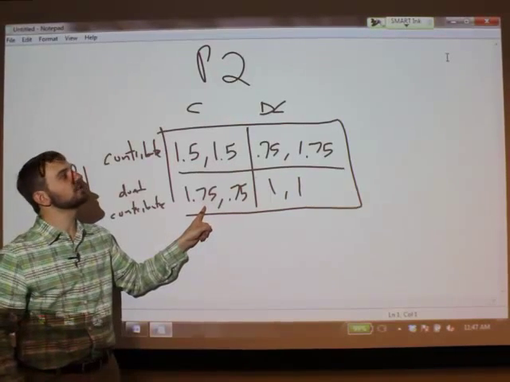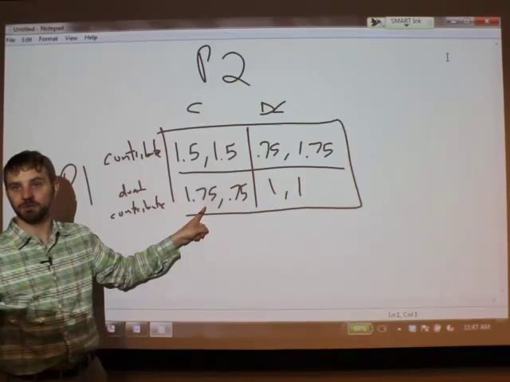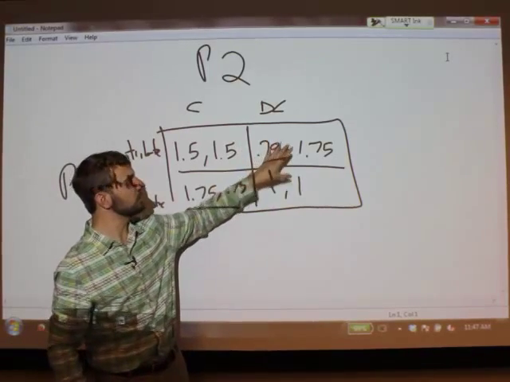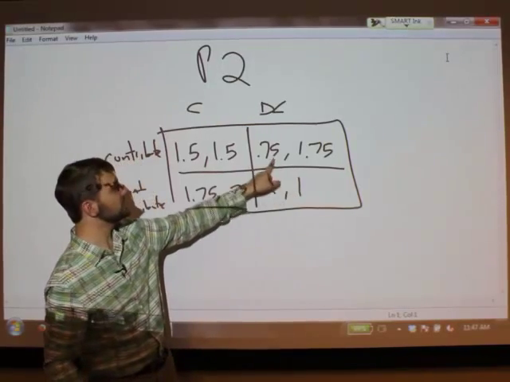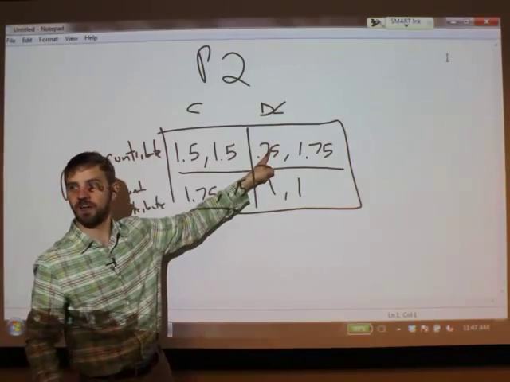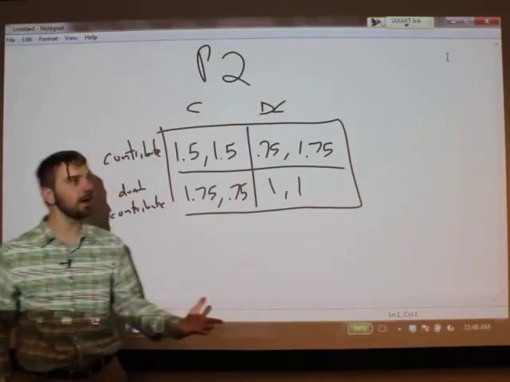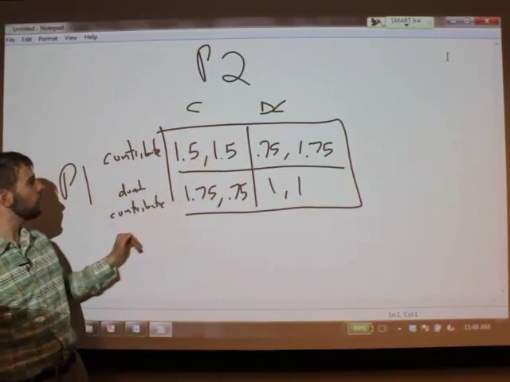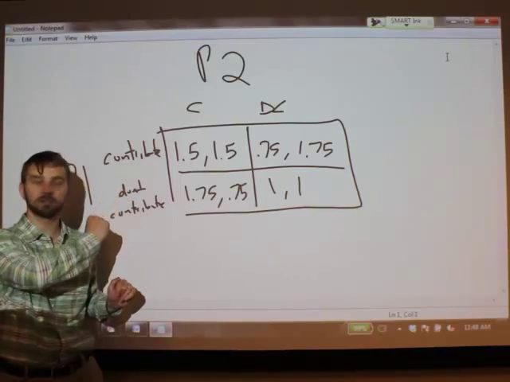What if instead player 2 does not contribute? What should player 1 do? Not contribute. If player 2 does not contribute, we're over here in one of these two cells. And so if player 1 contributes, he gets 75 cents. If he does not contribute, he gets $1. $1 is bigger than 75 cents, so player 1 should not contribute. In other words, no matter what player 2 does, player 1 should not contribute. And the same thing is true for player 2.